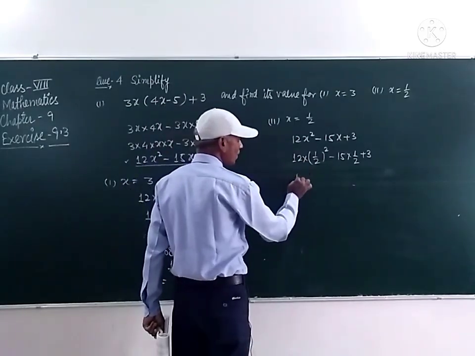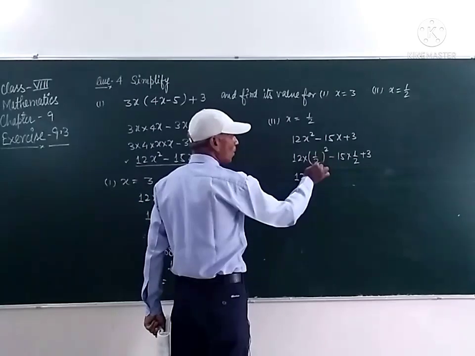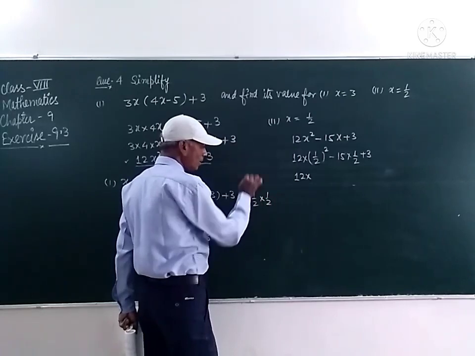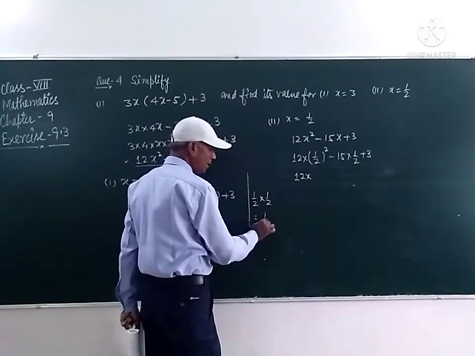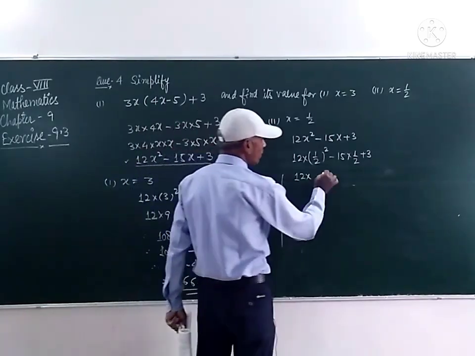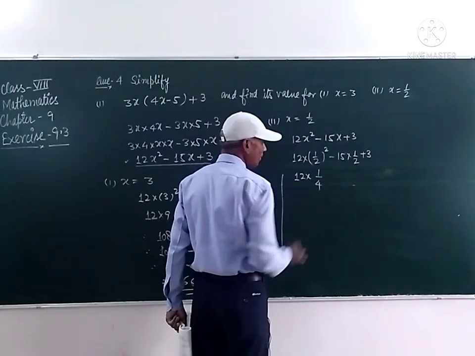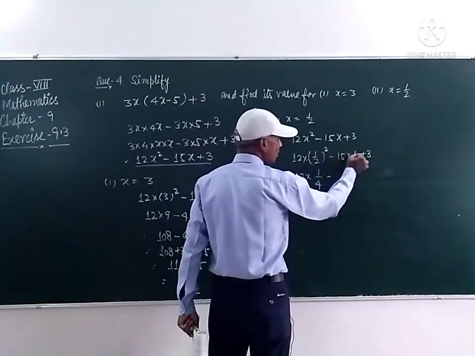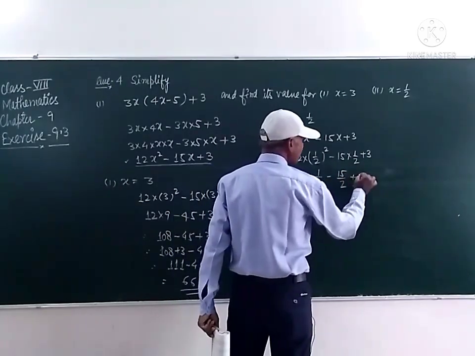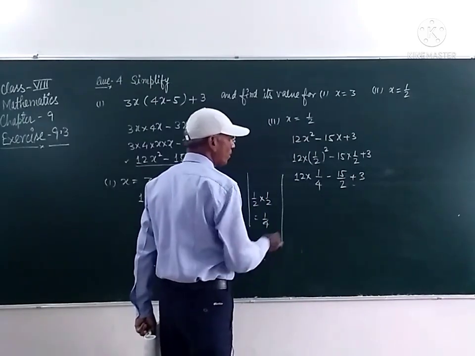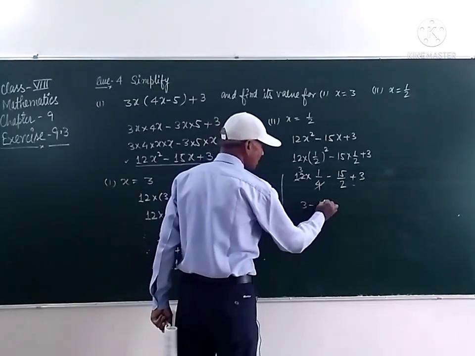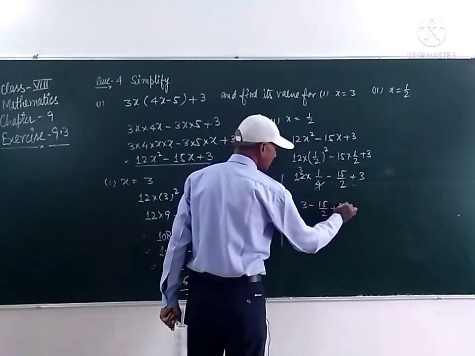Now in this step, 12 into 1 by 2 whole square, it means, student, 1 by 2 into 1 by 2, it will be 1 by 4, student. Clear? So after multiplying, it will be 1 by 4. So here we have to write 1 by 4, minus this one 15 into 1, this one 15 by 2 and plus 3. Now this 4 threes are 12. So this one 3 minus 15 by 2 plus 3.